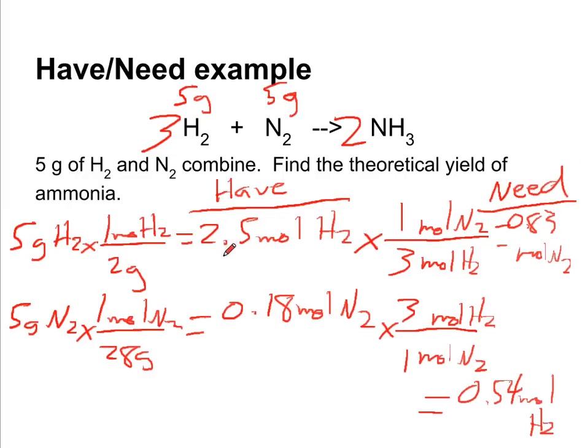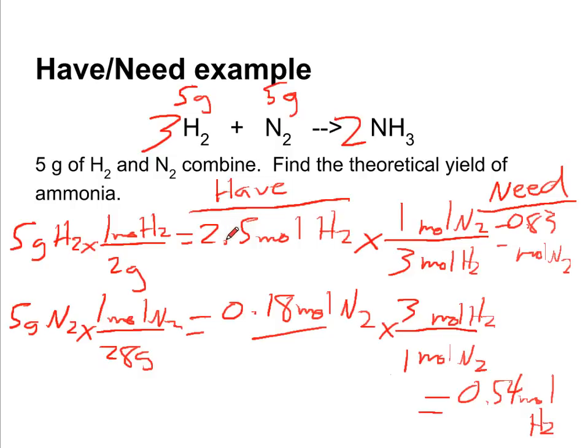So let's compare these two. To get rid of 0.18 moles of nitrogen, we need 0.54 moles of hydrogen. We have a whole lot more hydrogen than we need. Let's look at it the other way. To get rid of 2.5 moles of hydrogen, we need 0.83 moles of nitrogen. We don't have 0.83 moles, we've only got 0.18. The reactant that we don't have enough of is going to be our limiting reactant, because that's what's going to run out first. So we're going to run out of nitrogen and have hydrogen left over once the reaction is finished.